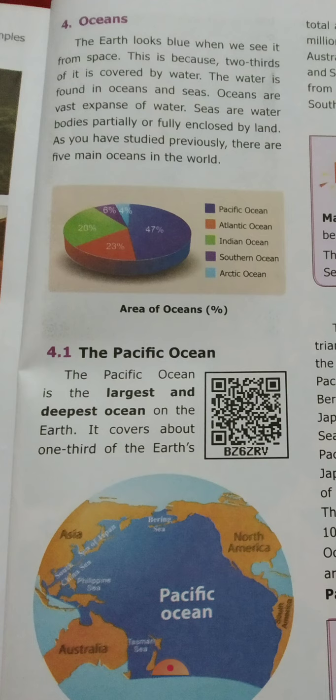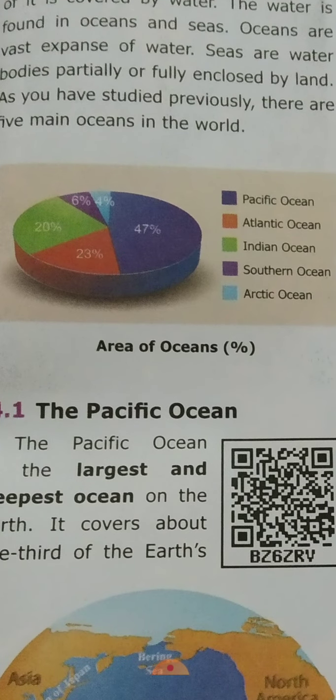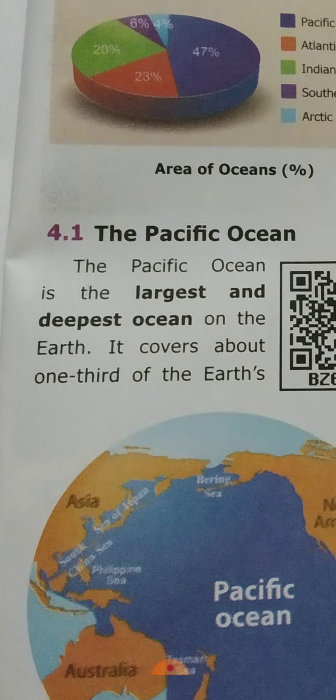So see the area of oceans. Each one is measured in percentage. See that marked diagram. 47 percent Pacific Ocean, 23 percent Atlantic Ocean, 20 percent Indian Ocean, 6 percent Southern Ocean, 4 percent Arctic Ocean. See the first one, Pacific Ocean.